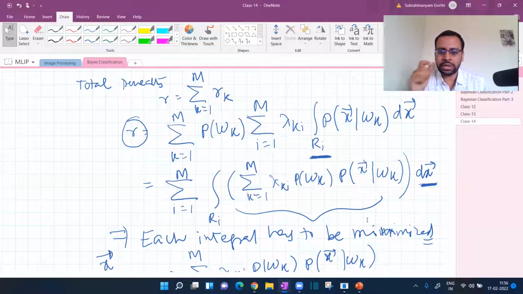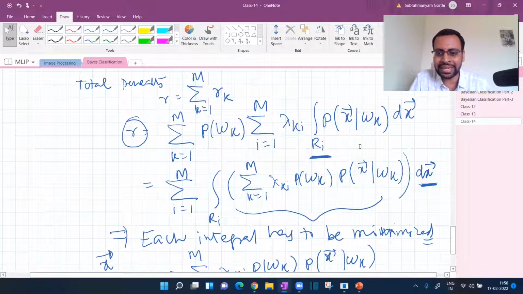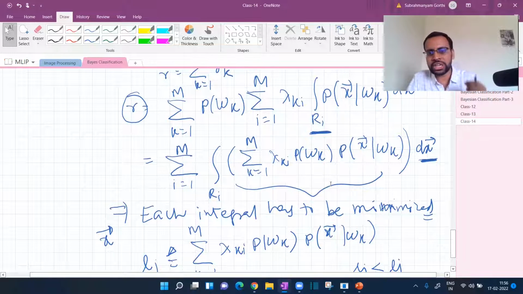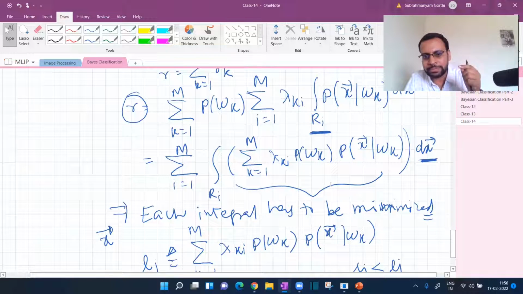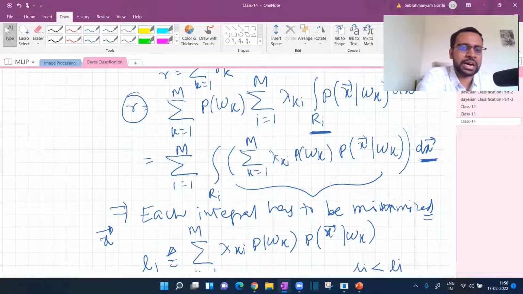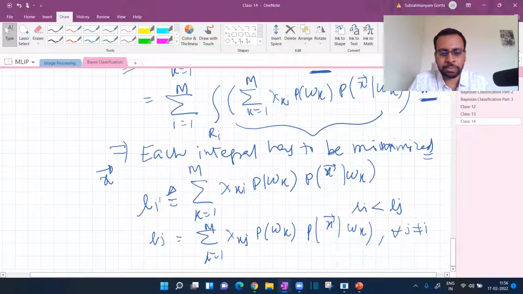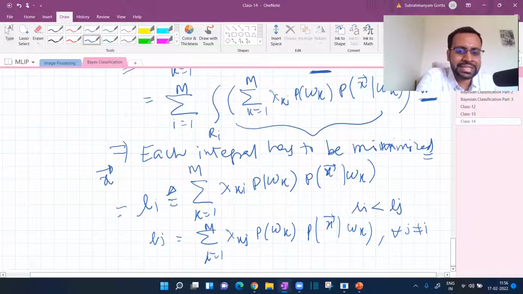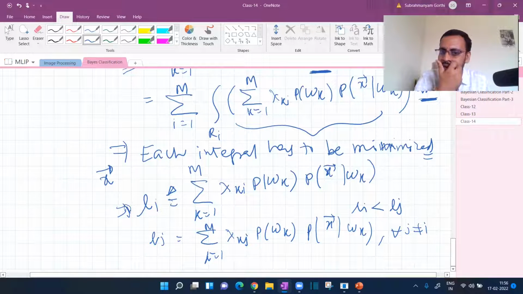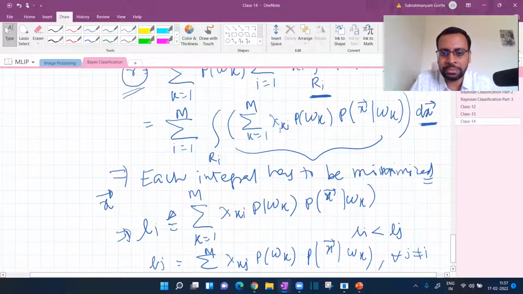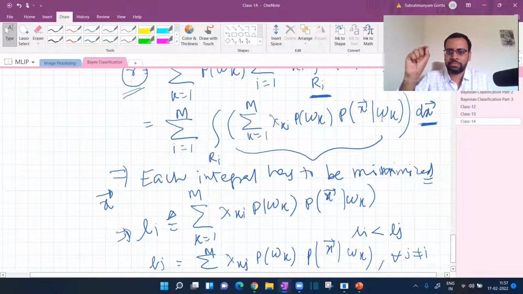You assign x bar, you look at by assigning x bar. So these are all the penalty terms you have. To which class, if you are assigning, this penalty is minimum. Because finally this R has to be minimum. So what I am writing here is, suppose you are assigning it to an ith class, then what will be the penalty here? K equal to 1 to m lambda ki, right? Probability of omega k into probability of x bar given omega k for that x bar value.